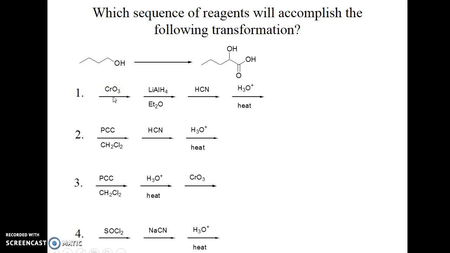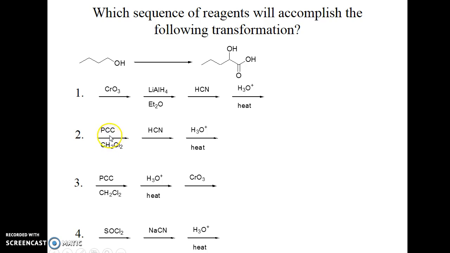If I look at problem number 1, chromium, of course this would be in a water solution or acid solution, gives us carboxylic acid, so I would get a carboxylic acid here. Lithium aluminum hydride would reduce it back to the alcohol. Hydrogen cyanide would not be able to do anything to this alcohol because, well, I guess you might have an SN2 occur, but the yield would probably be very poor. And then hydrolysis may give you pentanoic acid, but you're definitely not going to have that alcohol group here.